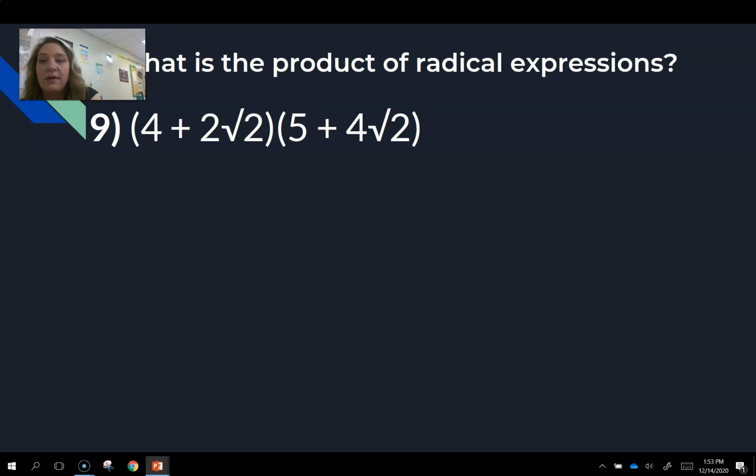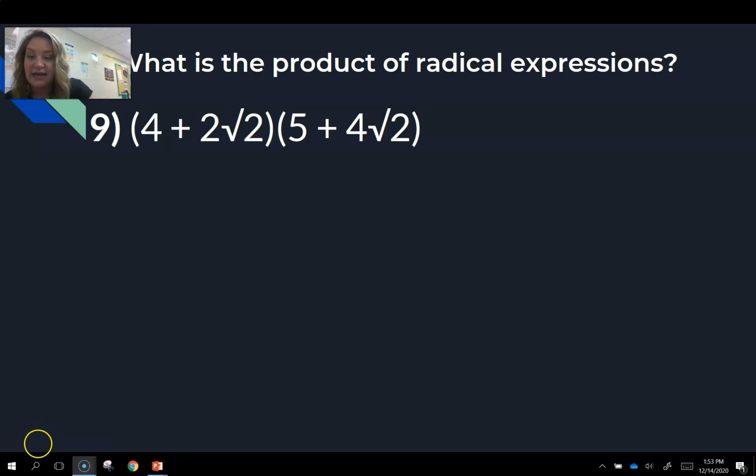Okay, so now we're going to get into multiplying, but we're going to multiply binomial radicals. Before, we multiplied just single pieces together. Now we're going to multiply an entire binomial. Just like you would multiply any other binomial, we're going to follow FOIL, or first, outer, inner, last. What that means is I'm going to first distribute the 4 to both pieces of my second binomial.